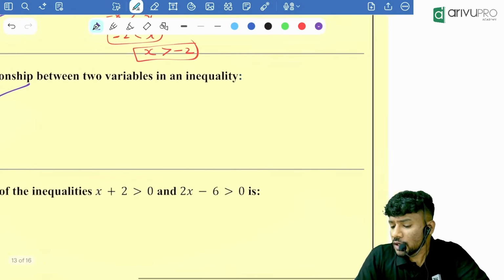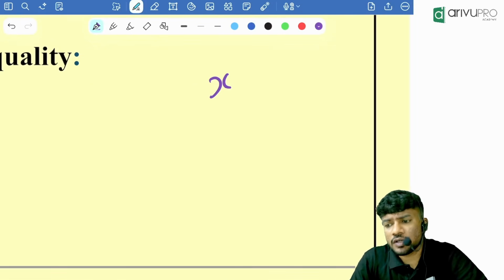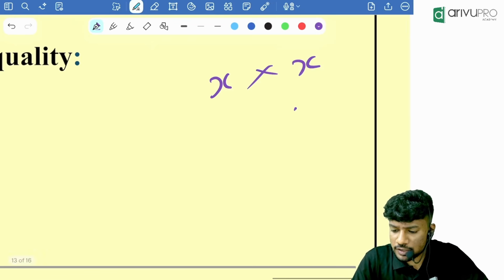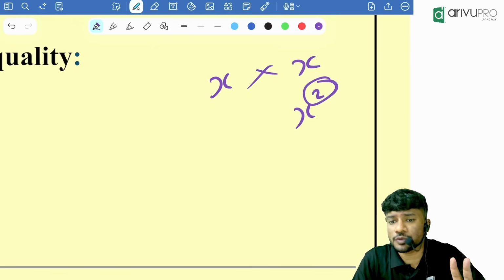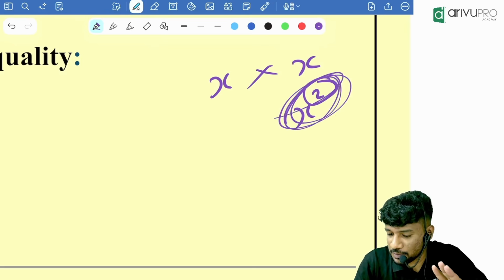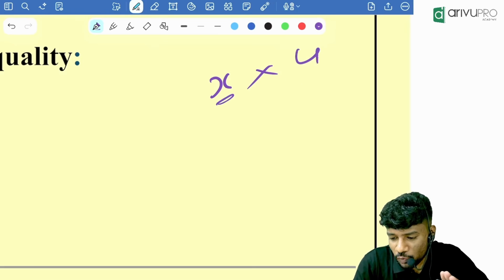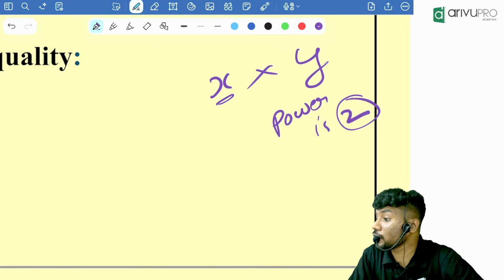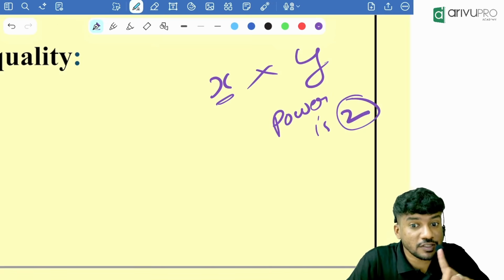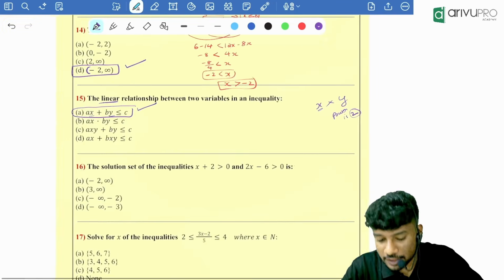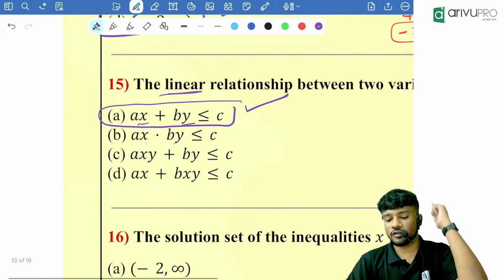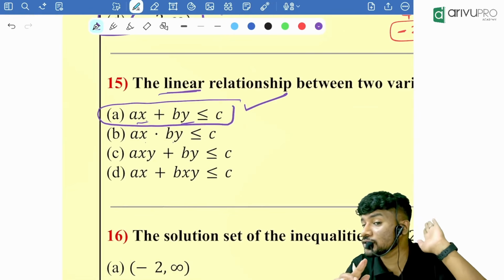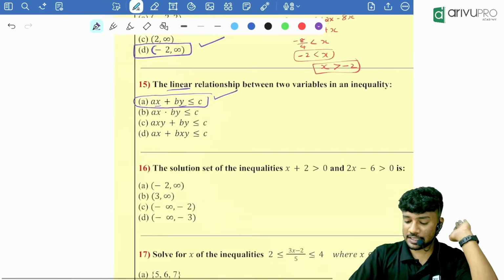Now people, if x is an unknown and x is another unknown, if I multiply them, what will happen? X square it will become. Power is 2. Is it linear? No. Now similarly over here, x is an unknown, y is an unknown, so power will be what? Power is 2 itself. That means it is not linear. It is quadratic. So which option should we go for? We should go for option A, which is just linear, because x and y are separated with a plus or minus sign. Okay. Next question.